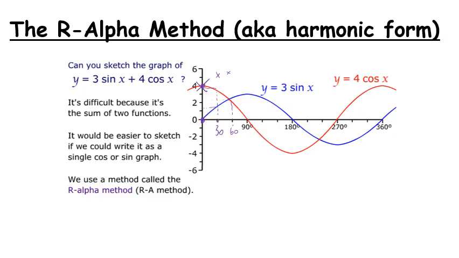So I'm now going to show you a method called harmonic form. I also call it the R alpha method because we use the letters R and alpha in the method. And what it does is it allows us to write something like this, which has sine and cos, in a different way, so that it doesn't have sine and cos, it'll just have one trig function. So that's the idea with the R alpha method. We want to try and write something that has sine and cos just in terms of sine or just in terms of cos.